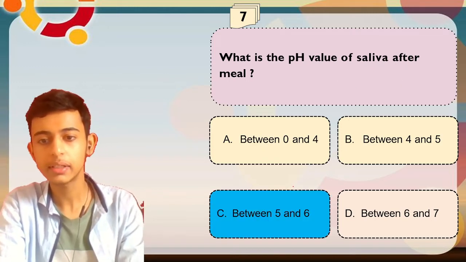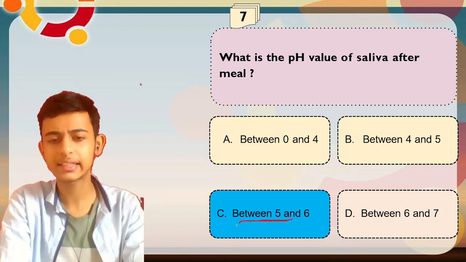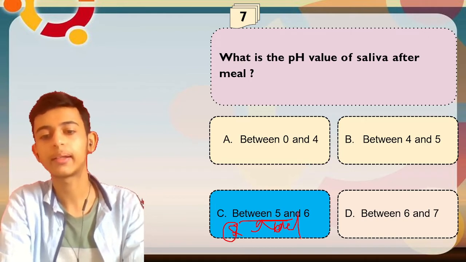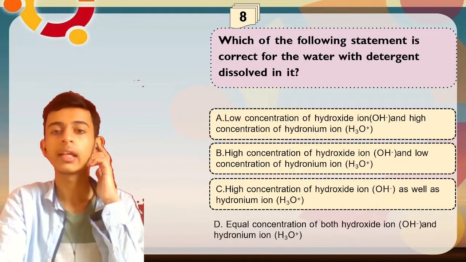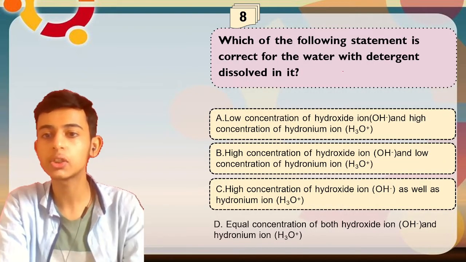So the answer should be 5 to 6. Almost a little bit acidic. Generally it's 7 because of bacteria which slowly act upon the food. Correct? 8th, which of the following statements is correct for the water with detergent dissolved in it?